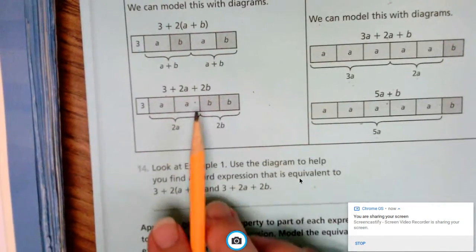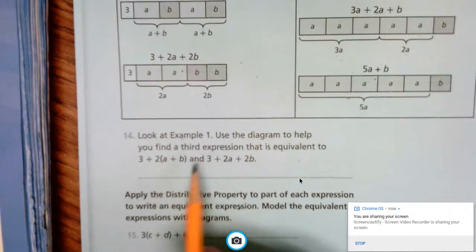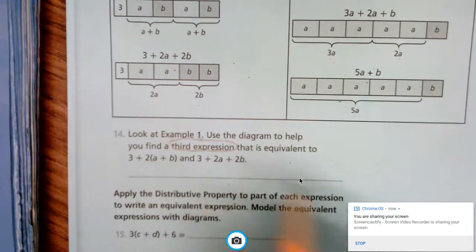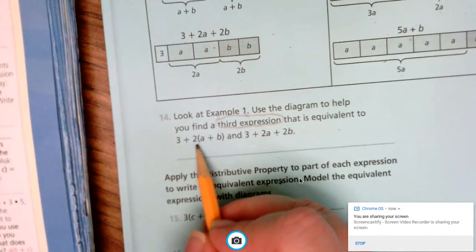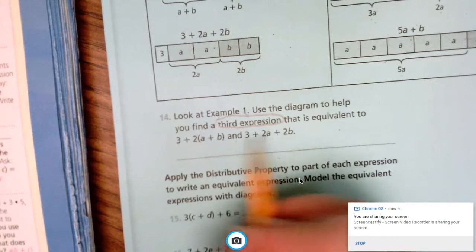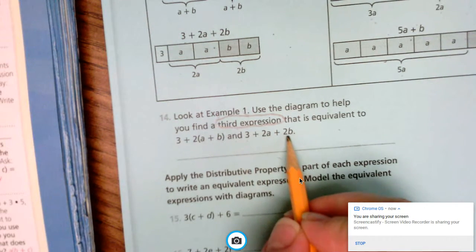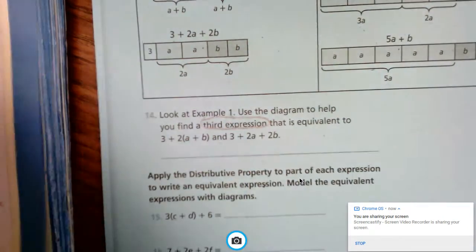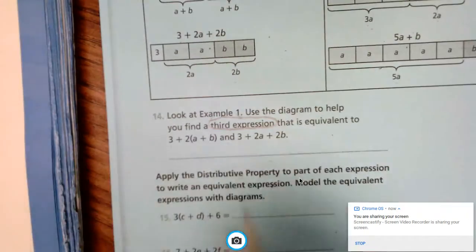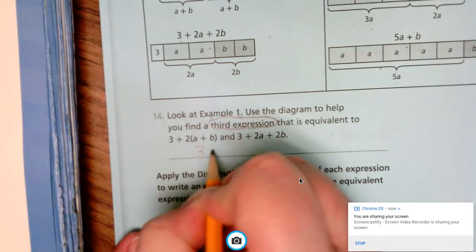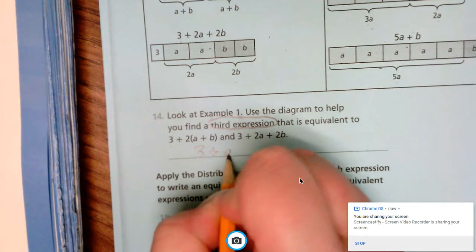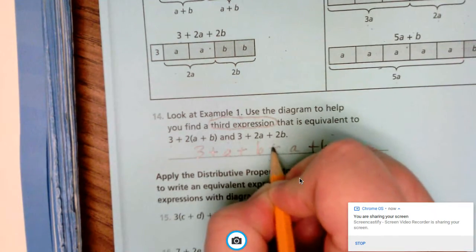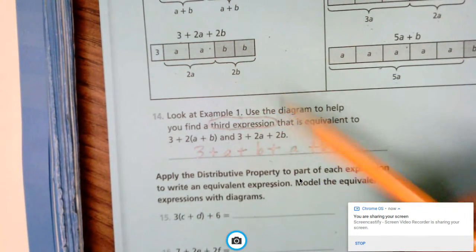So here it wants you to look back up at example 1 to use the diagram to help you find a third expression that's equivalent. So we're going to find a third way to express this. Here we have 3 plus 2 times a plus b. The second one is 3 plus 2 of a and 2 of b. The third one, if you want to try, go ahead. The third one would be to say 3, and then you could just do repeated addition, plus a, plus b, plus a, plus b. That would be if they were all jumbled up, like in example 1.